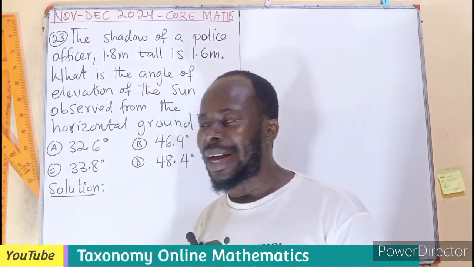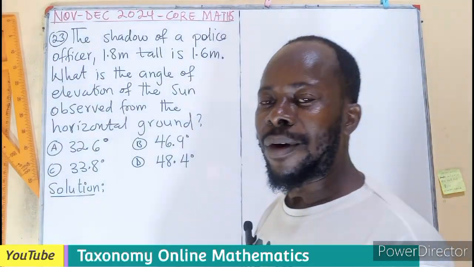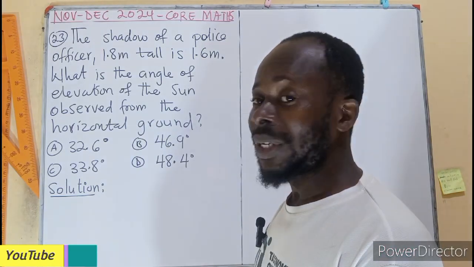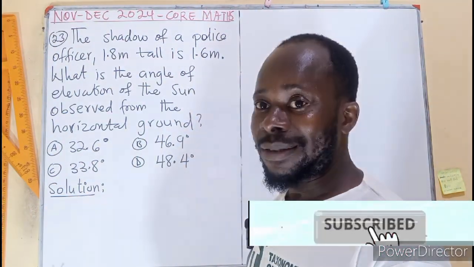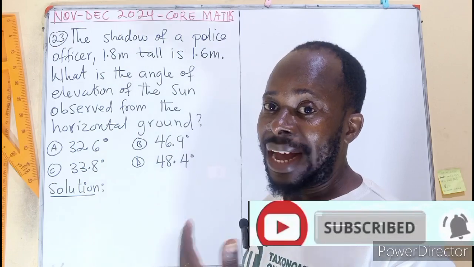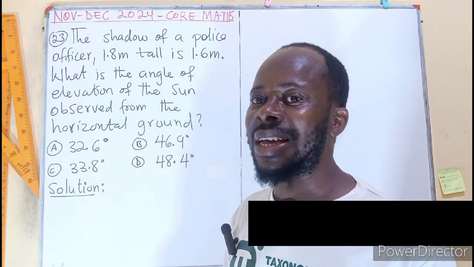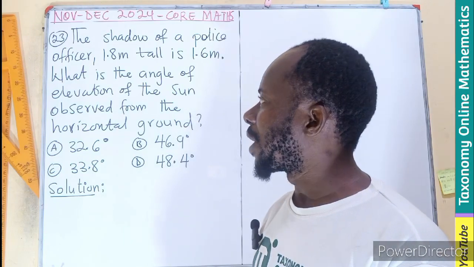Hello, welcome. Another episode on the NOV-DEC 2024 Core Mathematics Objective Test question. This question is question number 23. I guess you can be able to provide the answer to this under application of what? Trigonometry. Pause the video, answer it, and come back for the correction.